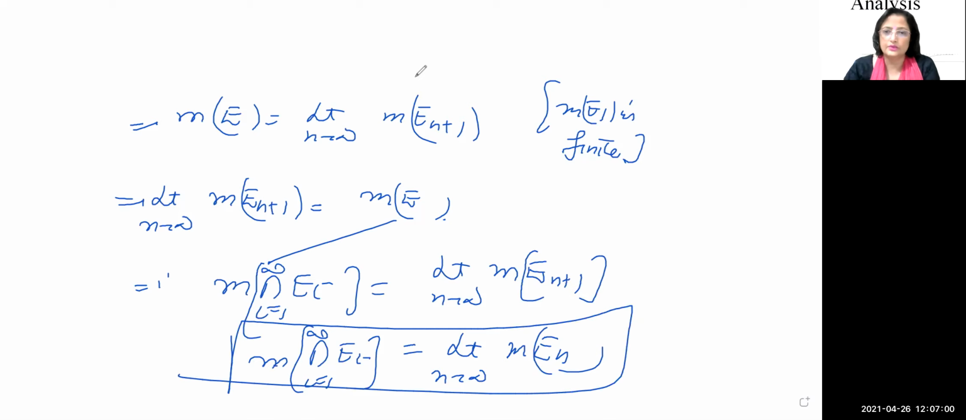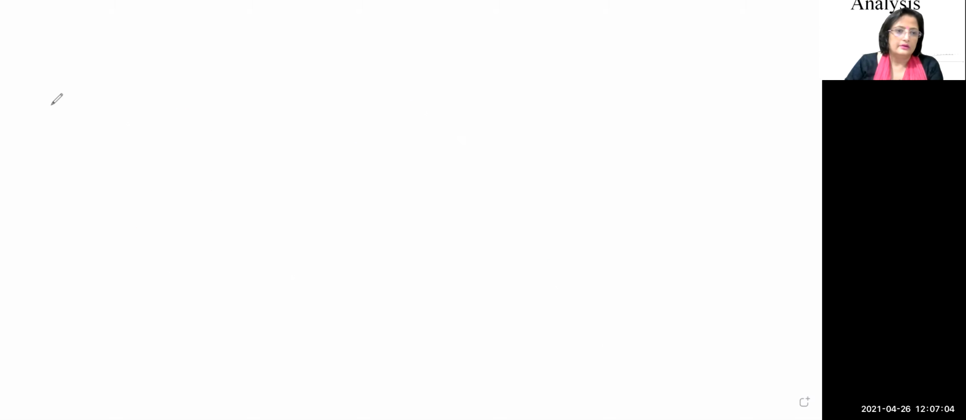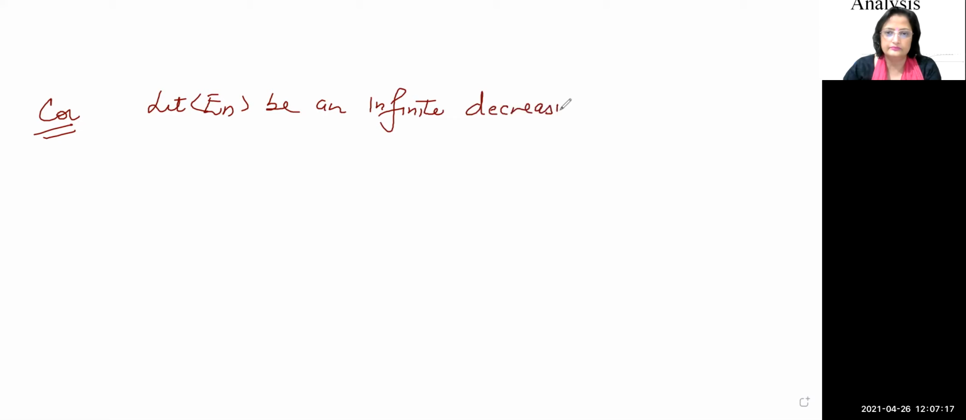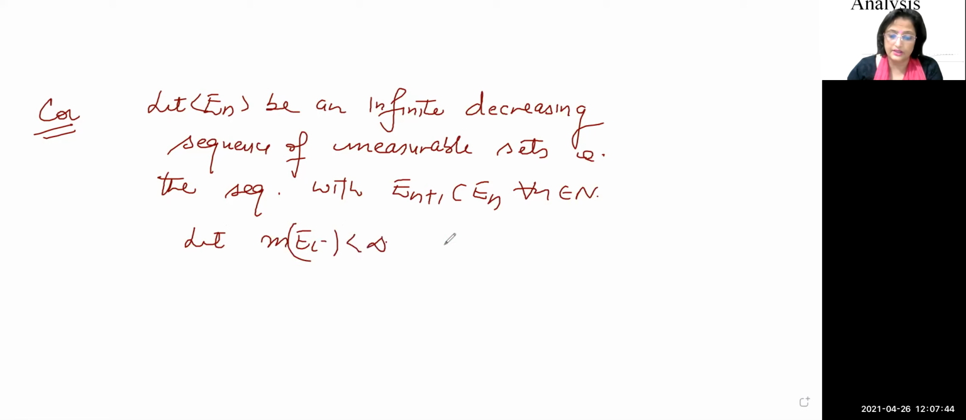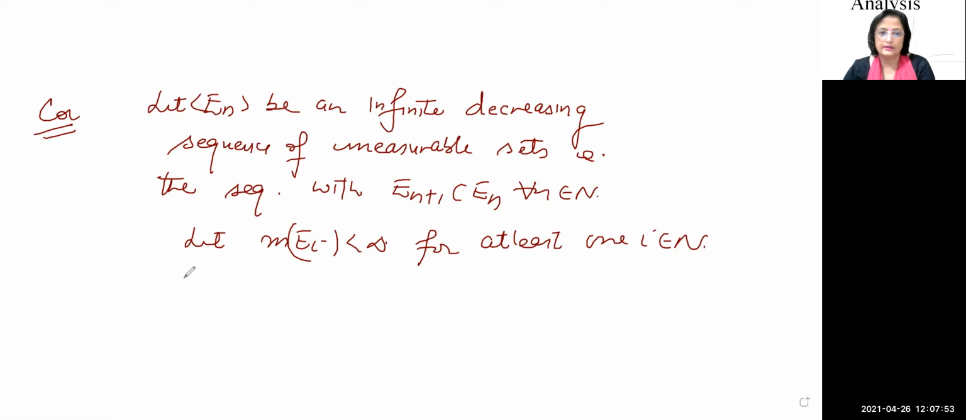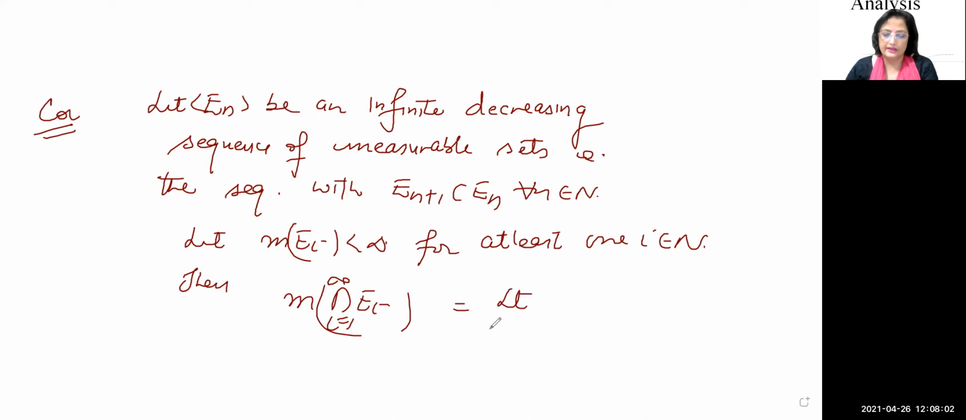Right? Now we will come to the corollaries. Corollary. Let En be an infinite decreasing sequence of measurable sets, that is the sequence with En plus 1 contained in En for all n belonging to N. Let measure of Ei be less than infinity for at least one i, meaning at least one has measure less than infinity. Then measure of intersection i running from 1 to infinity Ei is equal to the limiting value of measure of En.